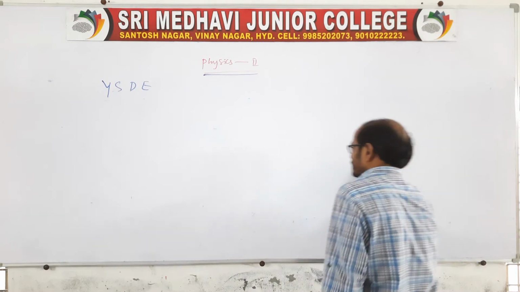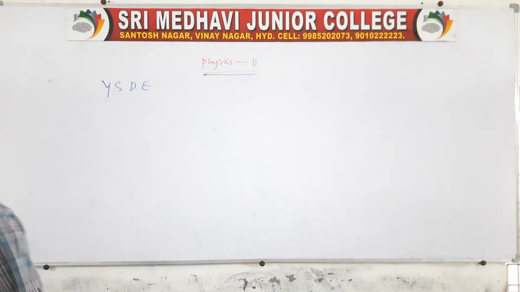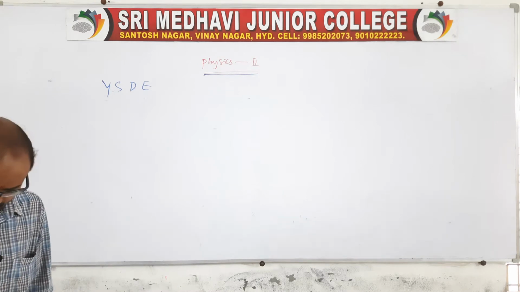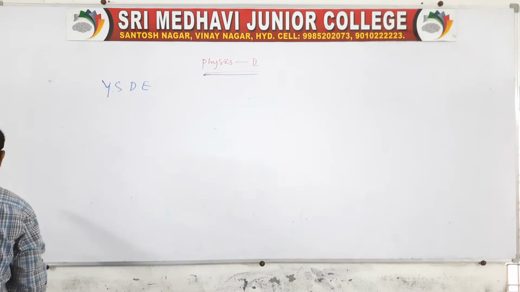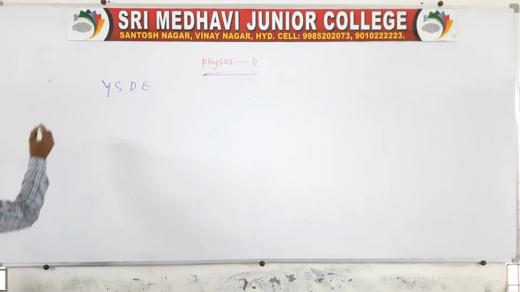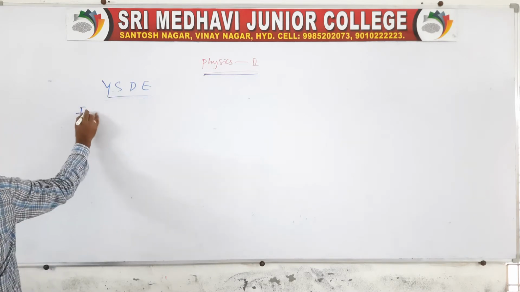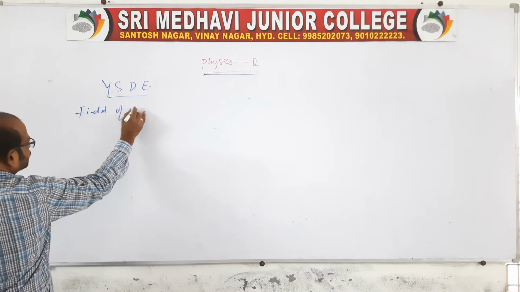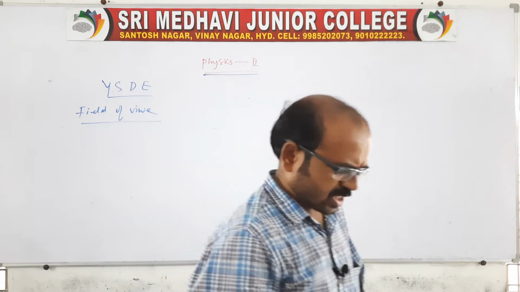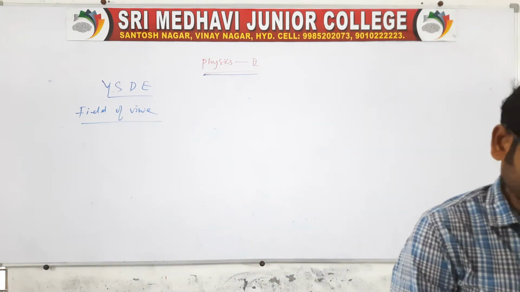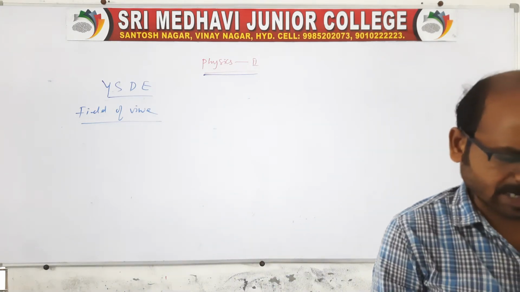All these are applications in Young's double slit experiment, YDSE. So now let us go for the field of view in Young's double slit experiment. Field of view, sir, what is this? The field of view means, actually we know the condition for both dark and bright fringes.